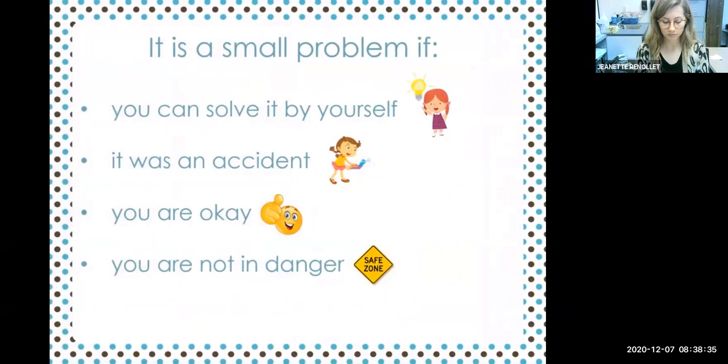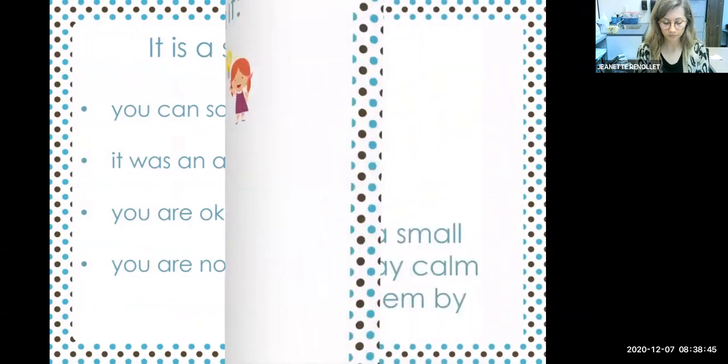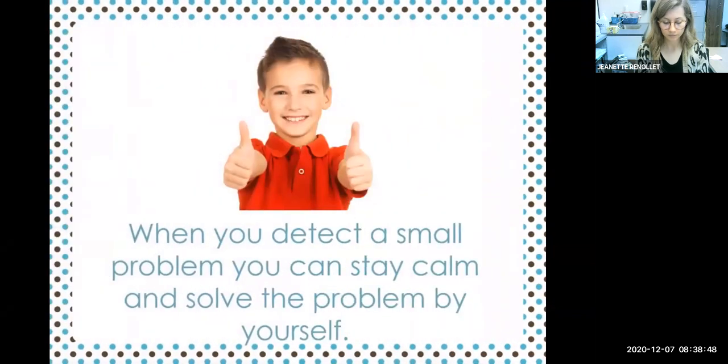It is a small problem if you can solve it by yourself, it was an accident, you are okay, and you are not in any danger. When you detect a small problem, you can stay calm and solve the problem by yourself.